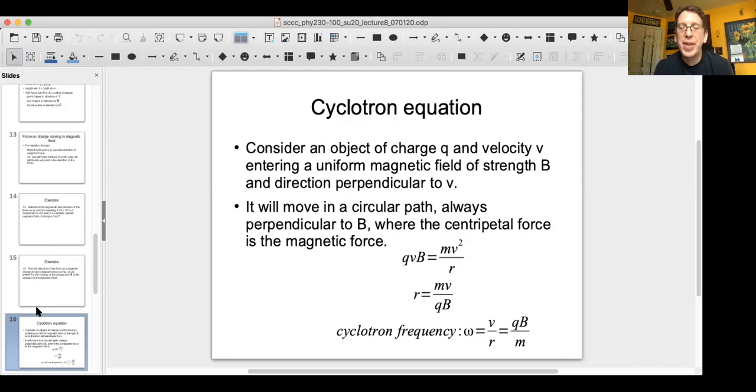The radius of curvature is equal to m v divided by q B, where q is the magnitude of the charge, m is the mass, v is the magnitude of the velocity, and B is the magnitude of the magnetic field. So a charged object that moves into a magnetic field will rotate in a circular path with that radius. And the cyclotron frequency, the number of radians per second that the charged object passes through, is equal to q B over m.